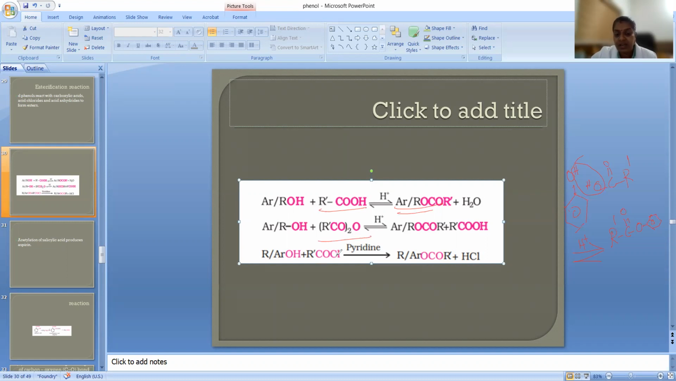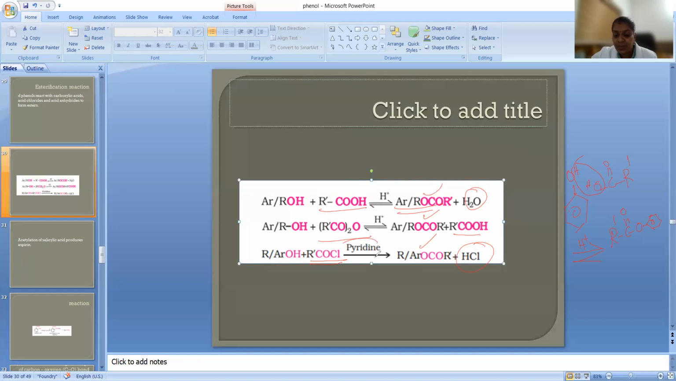Acid anhydride and acid chloride will react with the phenol, and you will get the corresponding ester. All of these are esters, but you will get different byproducts. When phenol is reacting with a carboxylic acid, you are getting ester and water. If it is reacting with an acid anhydride, you are going to get one ester and one acid. And if it is reacting with acyl chloride, instead of H2O, you will be getting HCl.